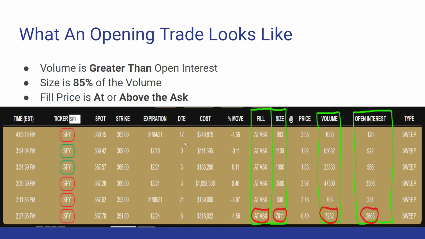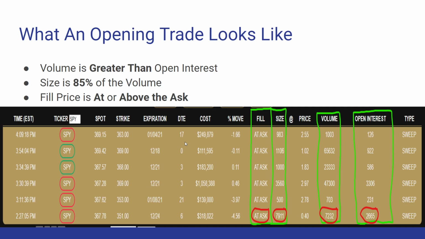And the reason why I look for this is because volume tells you how many contracts were traded on that day, and open interest tells you the number of contracts that are currently available. So if we see that most of the contracts traded on a given day are new positions and they weren't existing positions, which open interest reflects, then that for me again shows aggression.